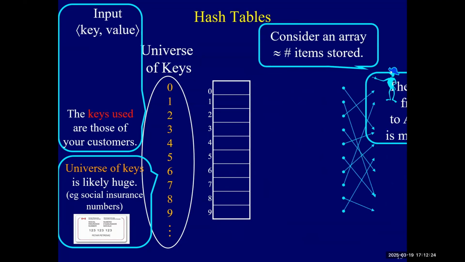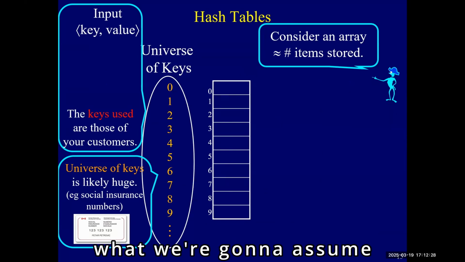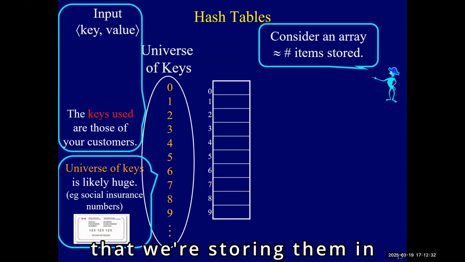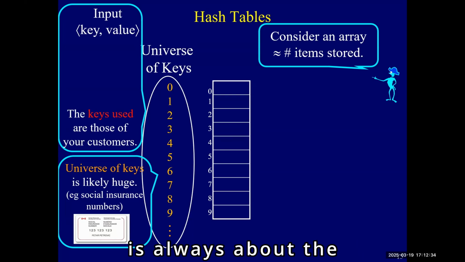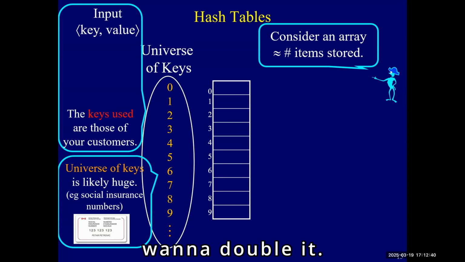So what we're going to assume is that the array that we're storing them in is always about the size of the number that you're putting in, right? In fact, remember what we said, you always want to double it. So let's say the array is 2 times bigger, right? 5 times bigger.